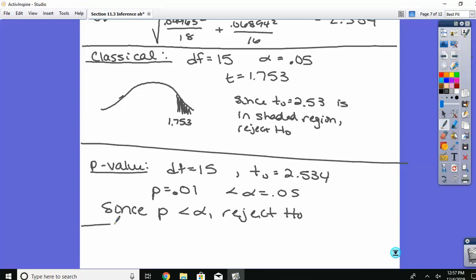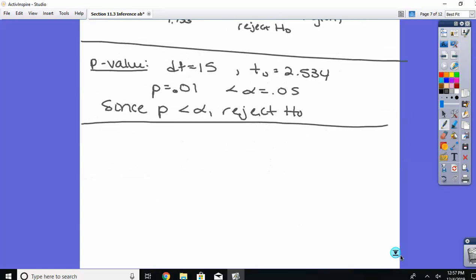Okay. So there's the by hand for both. But we know, what's our preferred method on these problems? Calculator, because there's a lot of room for error on these. So let's go back to our calculator. We already have our data entered into our L1 and L2.